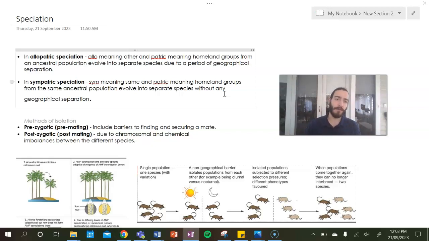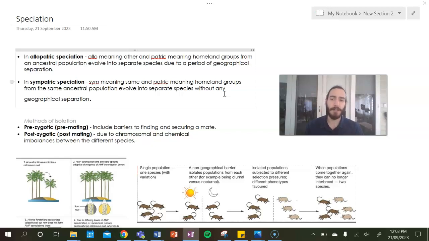Very simple. We've got our Galapagos finches that are the example you should know for your exam, but you should be able to apply that to many different situations, and that should be pretty straightforward. If there's geographical isolation, it is allopatric speciation.